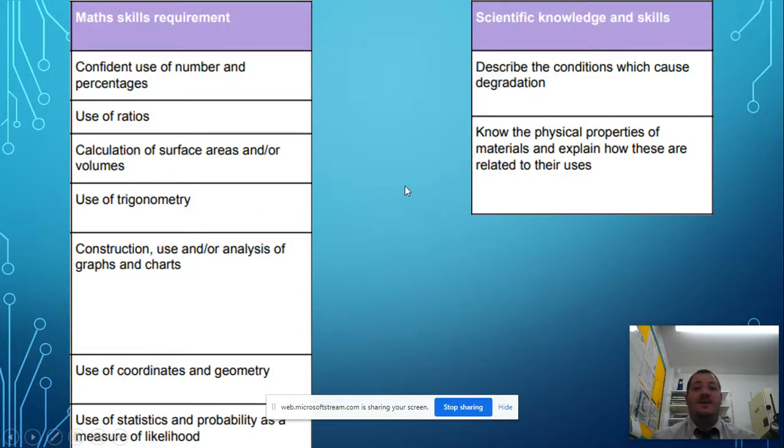So there are some maths and science skills involved. I'll let you read through these. I'll give you a few moments. So the level of these skills is going to be somewhere between GCSE and A level, with a bias towards GCSE. So you need to be either good in these areas or willing to develop.